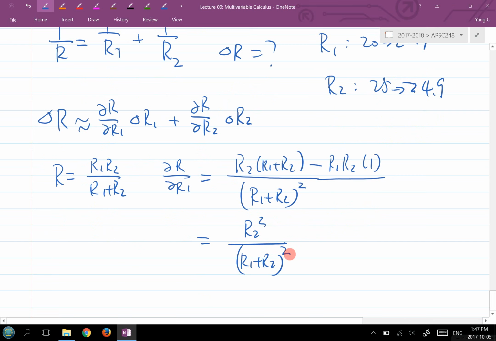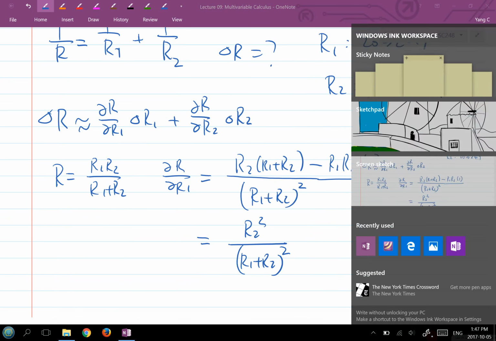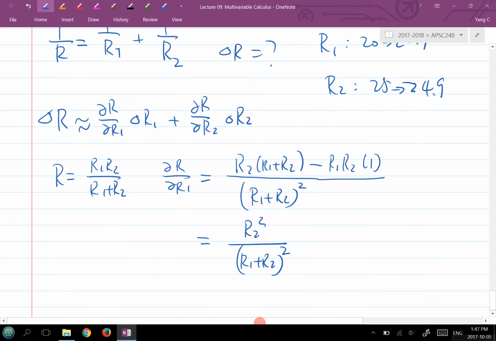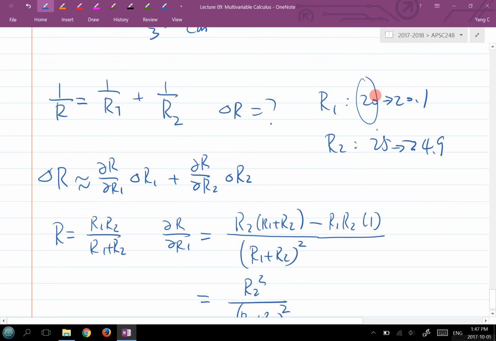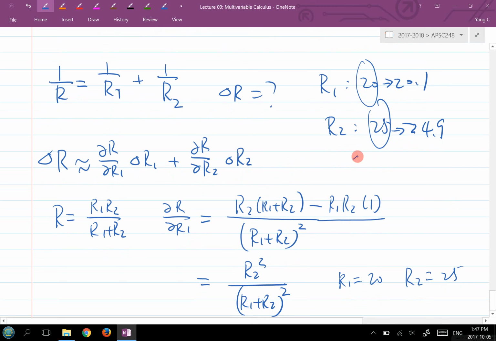So you can stop here. You don't actually, because then you can substitute the R1, R2 values here, the initial values 20 and 25. But delta R1 equals 0.1. Delta R2 equals what? Negative 0.1. All right?